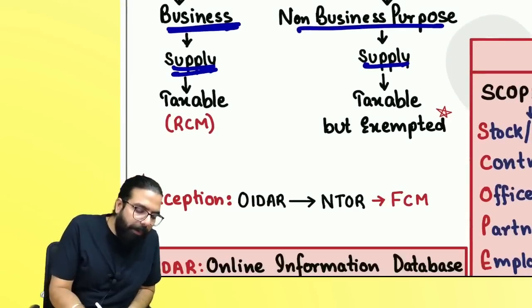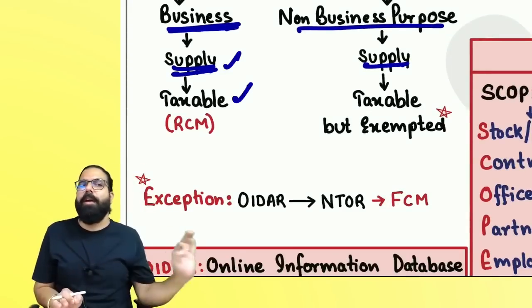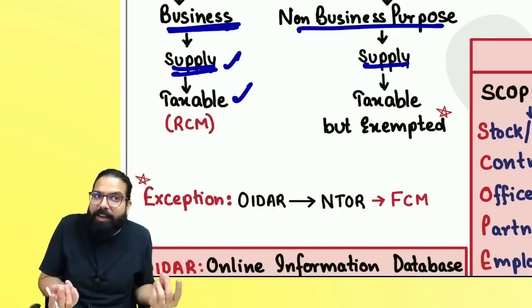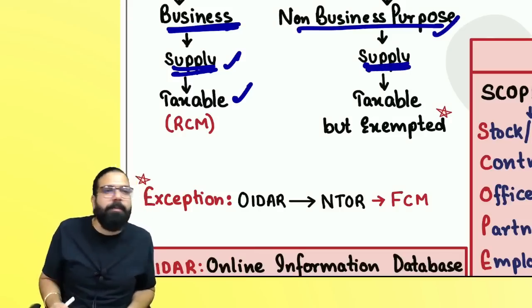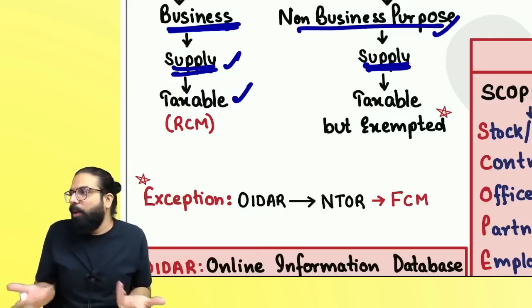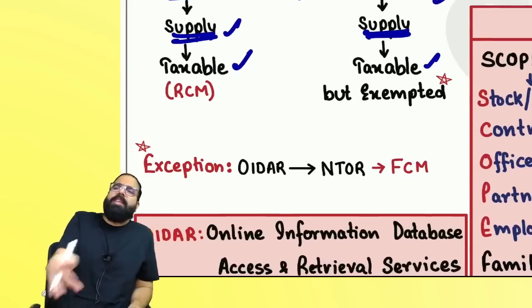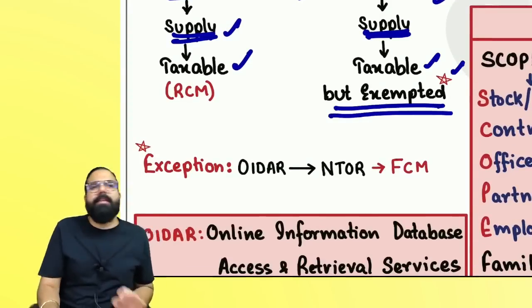But in case of business purpose, always remember you are liable. The business entity will be liable to pay tax under RCM, and whenever you are required to pay tax under RCM, the business entity will take registration and pay the GST under RCM. But in case of non-business purpose, non-business people will not take registration and pay the GST, and hence the government said that although it was taxable, we are exempting it. Remember one thing, this exemption will not apply.